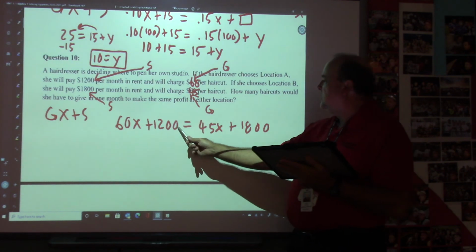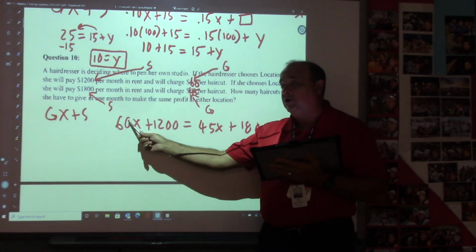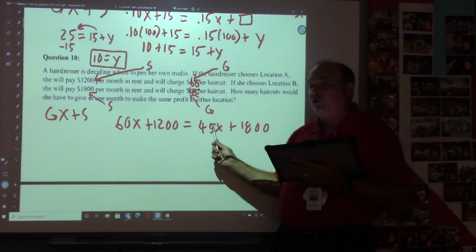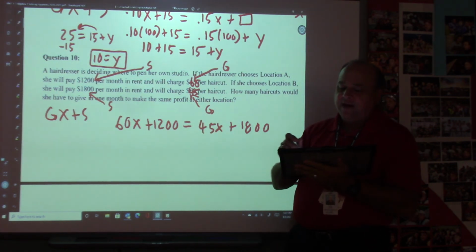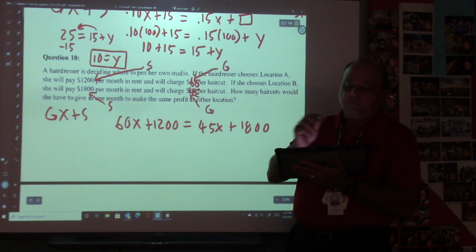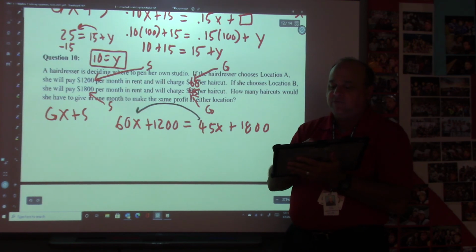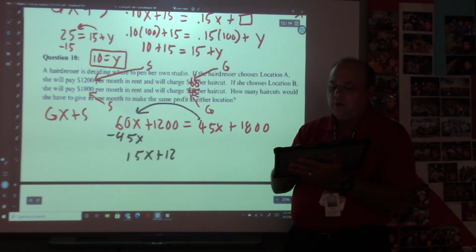Okay, so this one costs less to start off, but you're charging more. You pay more here, but you're going to charge less. So when will this even out, okay? So what's the smallest x? The smallest x is 45. So 15x plus 1,200 equals 1,800.